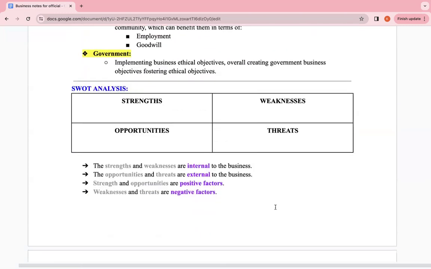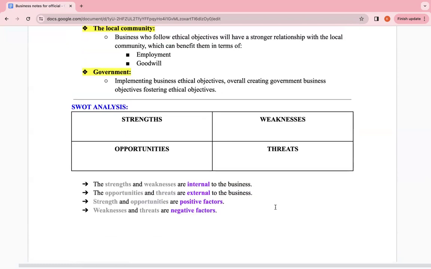So now SWOT. SWOT is extremely important because it's a business tool. Remember, especially if you're an HL student, you need to know your business tools like the back of your hand because you need them especially for your 17 marker in paper 3.